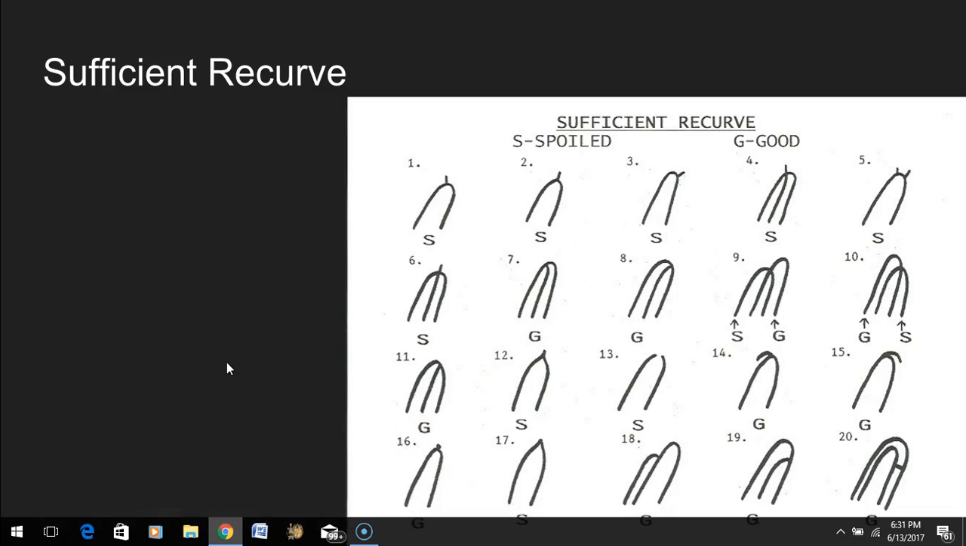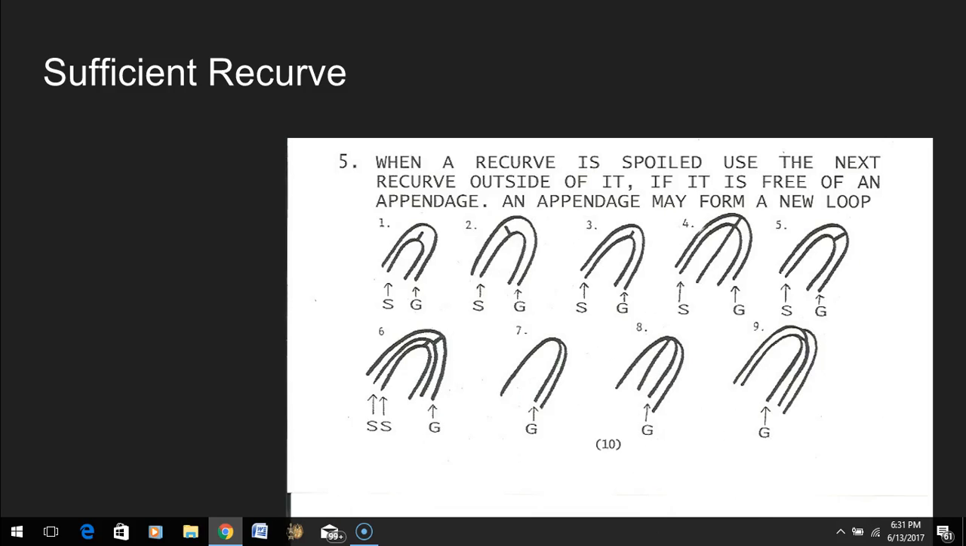So we can see, we can look at recurves to figure out if they're good or spoiled if we have what's called a sufficient recurve. Now, a rule about sufficient recurve. What if we do have a spoiled recurve? What do we do now? Well, when we have a recurve that's spoiled, so if the innermost recurve is spoiled, then we go to the next recurve outside of it. If it's free of any appendage, then it's going to be a good one.